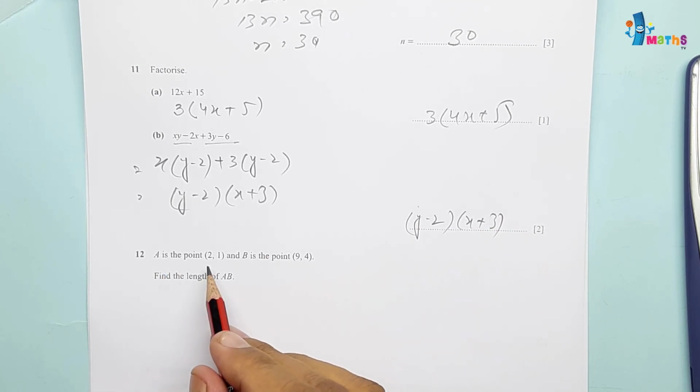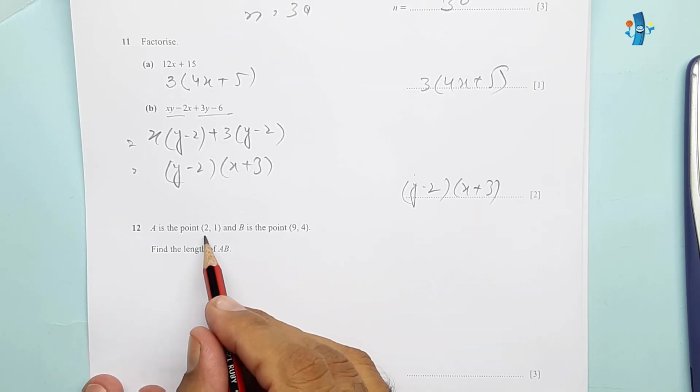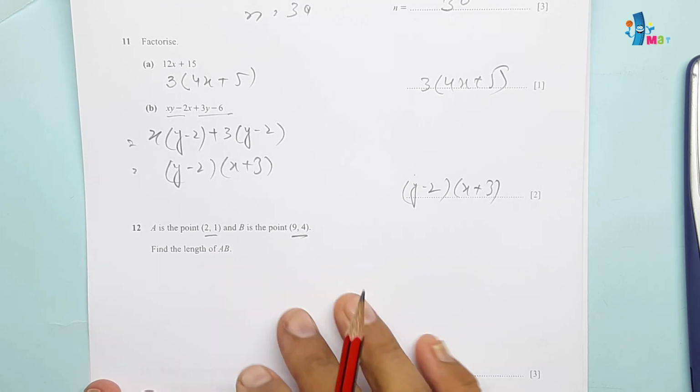Then A is the point. Question number 12, A is the point, this one, and B is this one. Find the length of AB.